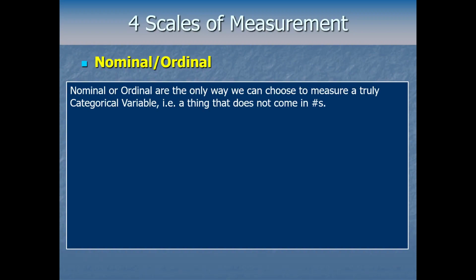Now, one final point I'd like to make in this video about scales of measurement. Nominal or ordinal, they are the only way we can really choose to measure a variable that at its heart is truly categorical, right? Meaning a thing that doesn't naturally come in numbers.